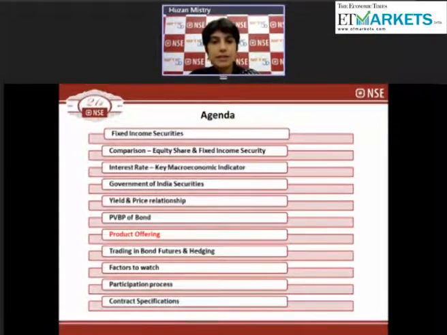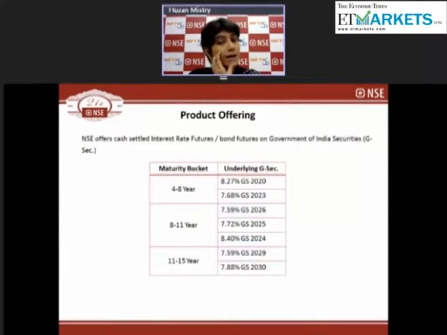Let's now come to the bond futures offering on the exchange platform. As I just mentioned in the earlier slide, we offer 3 maturity buckets in which bond futures are available. Relative to how these products are available in the rest of the world, it's a very simplified product in India. The future is quoted exactly like the underlying bond is, and it is linked to a single bond underlying. So we have a future on 8.27 2020, on 7.68 2023, on 7.59 2026, and so on and so forth.